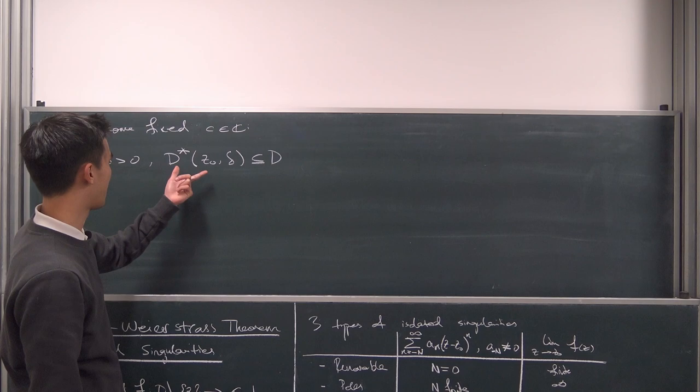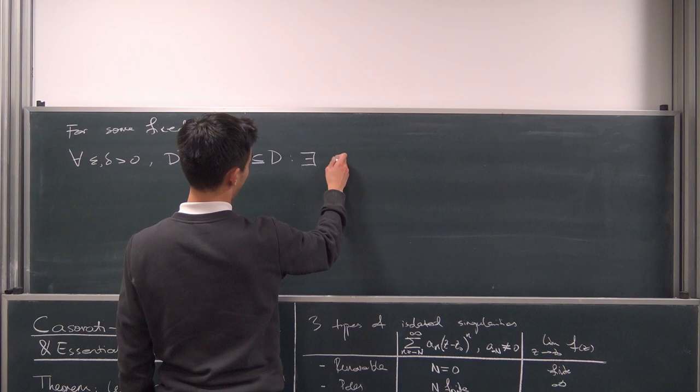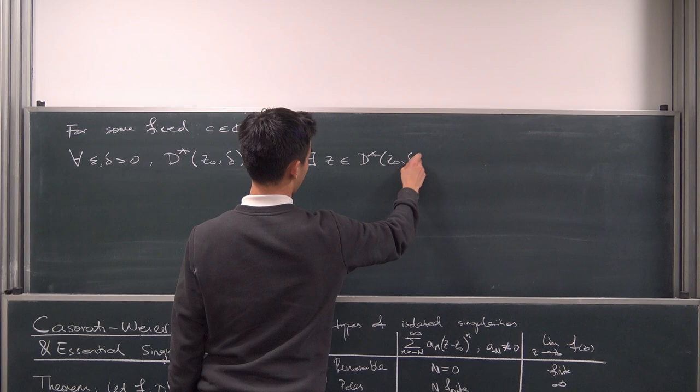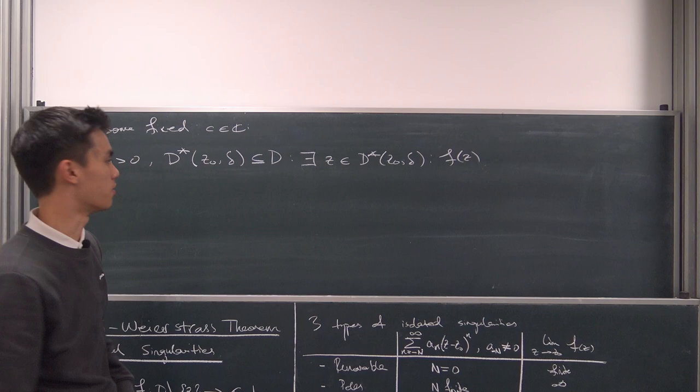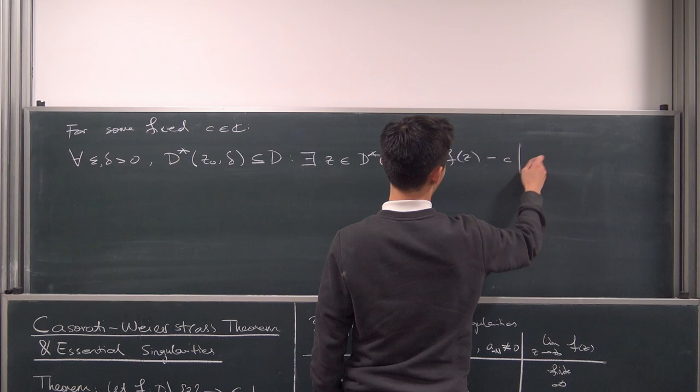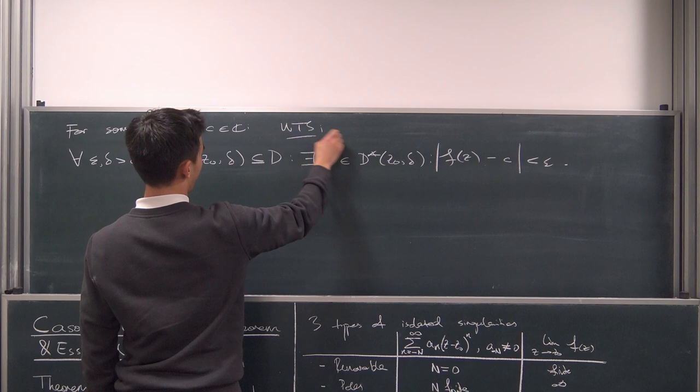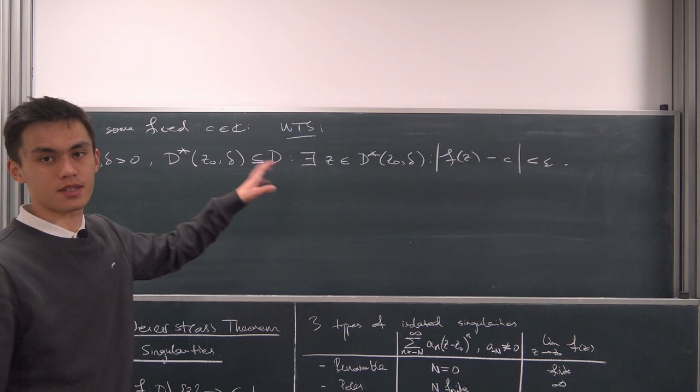Well, given these, there is going to exist some complex number z in D star at z naught, comma delta, such that f of z comes arbitrarily close to our complex number c that we chose over here. And we can write this as the absolute value of f of z minus c is less than epsilon. So this is what we want to show here. We want to show that this is true for any epsilon and delta that we can pick. So this is how we can rephrase it a little bit, I guess.